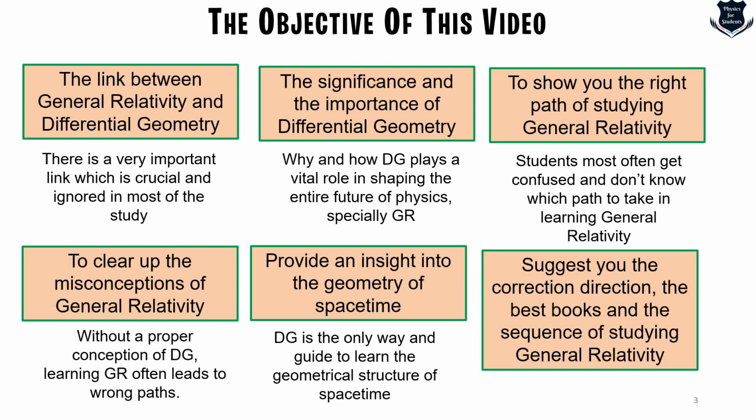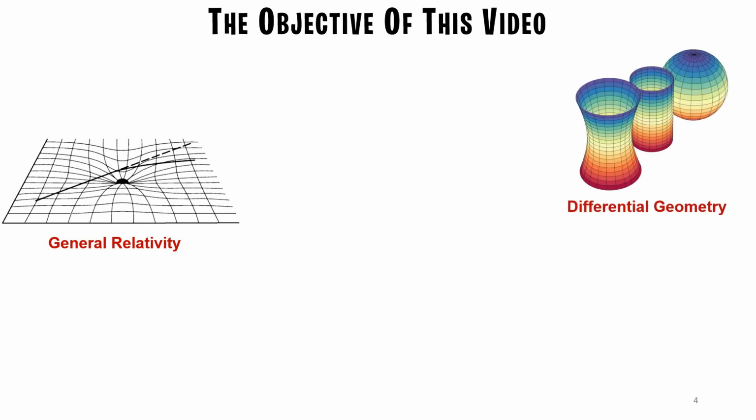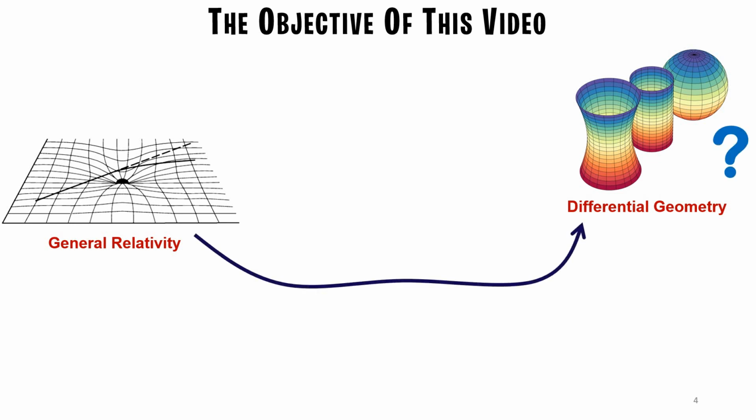So this is the objective of this video, but beyond that, there are certain things I would also like to tell you coming up in the next part of this video. Now, if I take general relativity and differential geometry on both sides, the first question which arises is: shall I start with general relativity and then go to differential geometry? That is the question. Or shall I start with differential geometry, DG, and then move into GR?